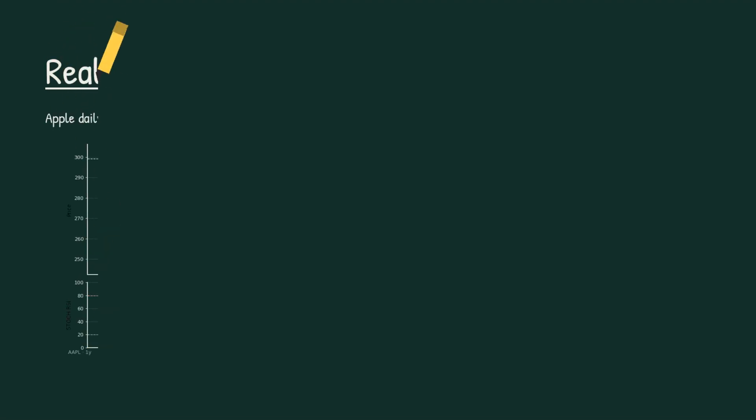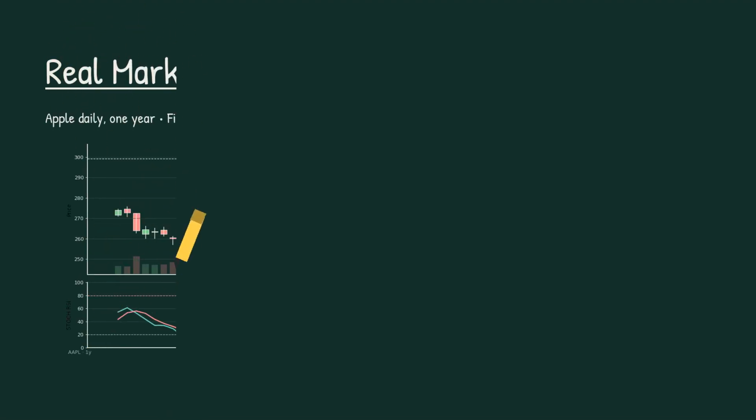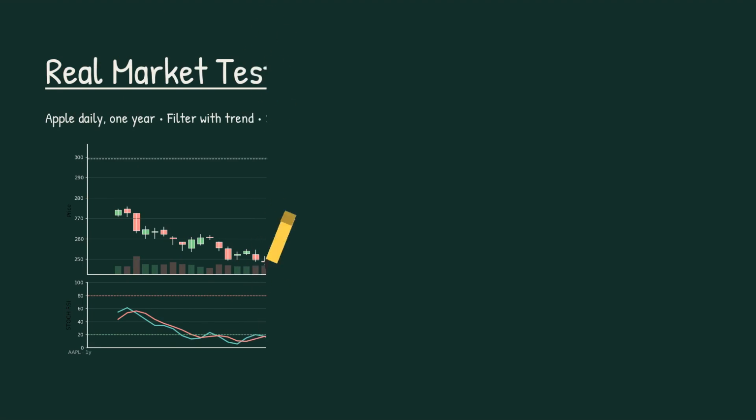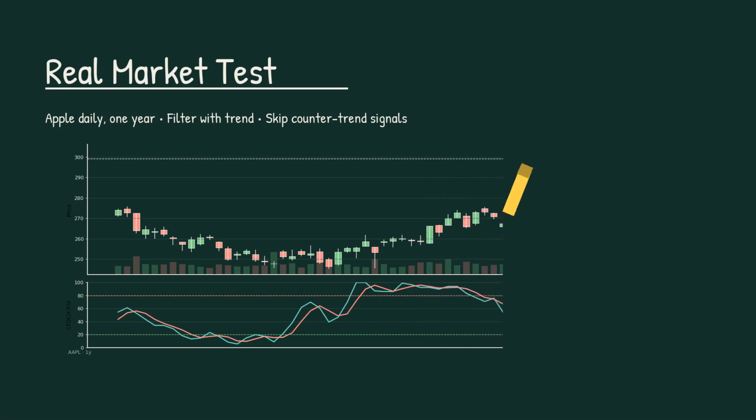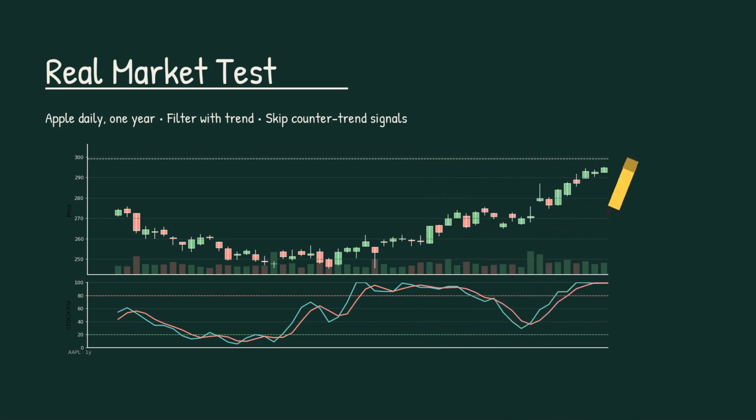Now let's pressure test on real price action. On the Apple daily chart over the past year, watch how stochastic RSI flagged momentum exhaustion at major swing points. Notice the false signals during strong trend legs and how filtering with a 50-day moving average direction would have eliminated most of them. The pattern is clear. Trade stochastic RSI signals in the direction of the longer trend and skip the counter-trend triggers.